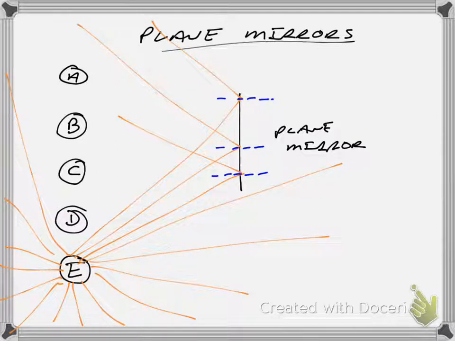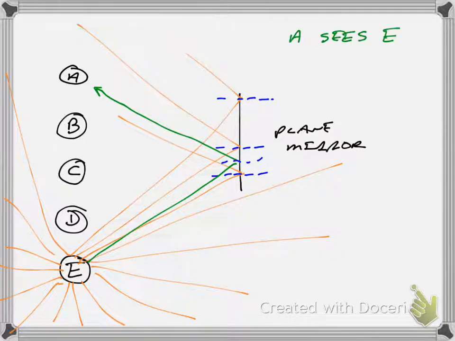So now I want to turn my attention to one specific ray, and that's this ray. This green ray, I'm just highlighting one particular ray that leaves student E. As it travels in a straight path, it hits the mirror, and it's going to reflect. Again, angle of incidence is going to equal the angle of reflection, and so that ray is going to hit student A in the eye. And so student A will see student E.